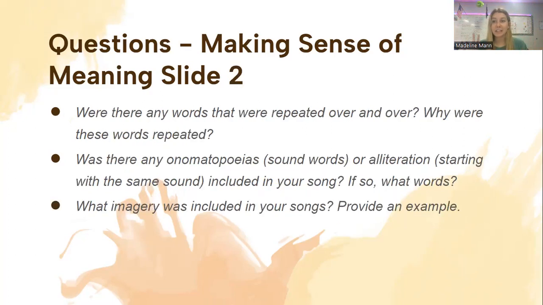Making sense of meaning, slide 2. So this is the second part of making sense of meaning. Were there any words that were repeated over and over? Why do you think these words were repeated over and over? What was significant about that repetition?